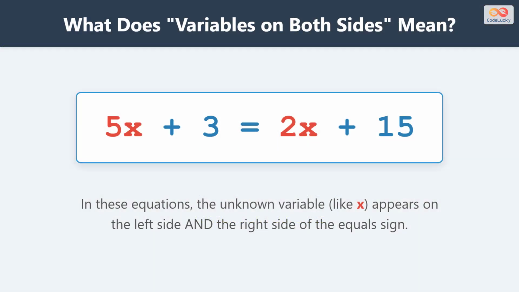So, what exactly do we mean by variables on both sides? In simpler equations, you might see the letter x on just the left side. But here, notice how we have 5x on the left and 2x on the right. Our goal is to rearrange this mess so that all the x terms are together.